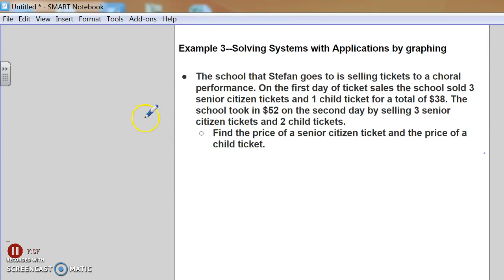School that Stefan goes to selling tickets to a choral performance. On the first day of ticket sales, the school sold 3 senior citizens and children. So I'm going to say x is senior and y would be children. So the first equation, we're dealing with days. We've got day 1 and then the second day, so each equation would represent different days.